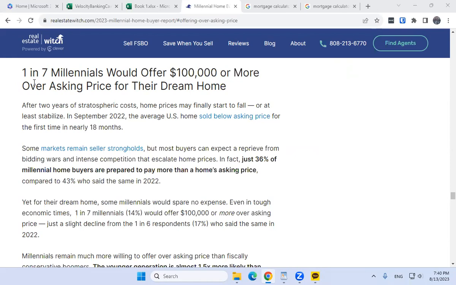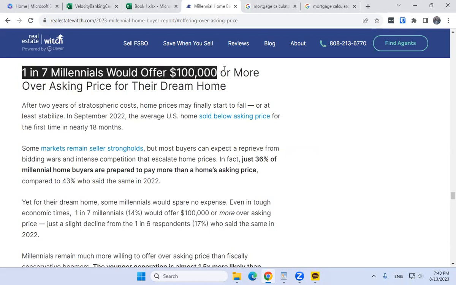Okay, so before we actually get into the topic, I do want to highlight a little piece of this study that was done regarding the buying habits of millennials when it comes to home purchases. One of the things that stood out to me is that 1 in 7 millennials would offer $100,000 or more over asking price for their dream home. So a good number of millennials are willing to overpay for real estate.